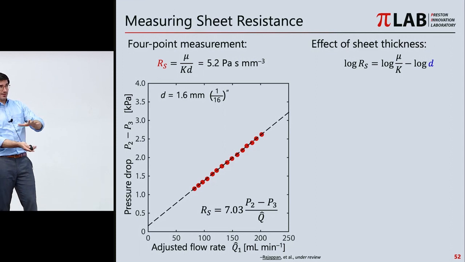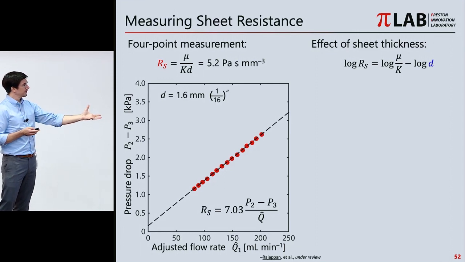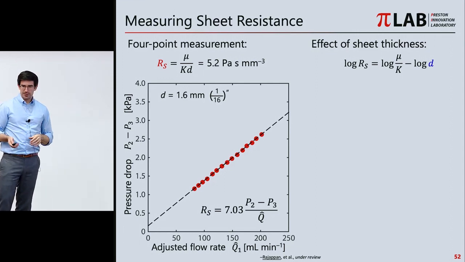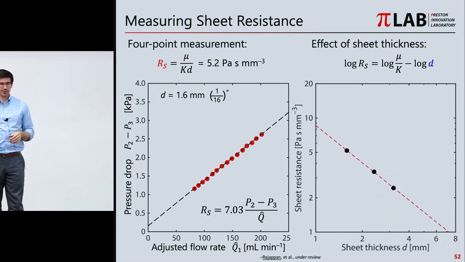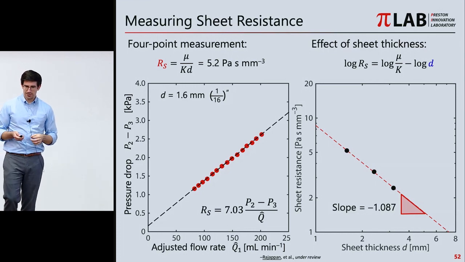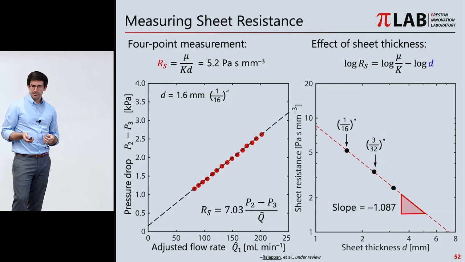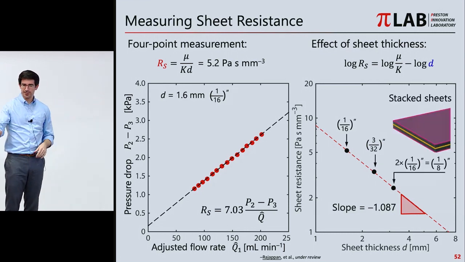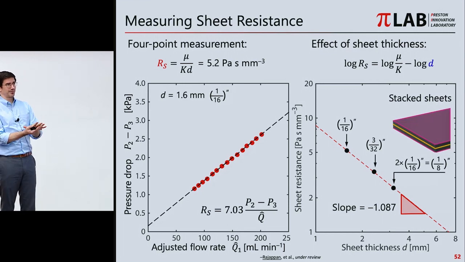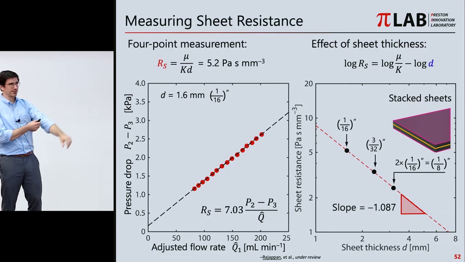We can go to different sheet thicknesses, and we would find that if we have a log-log plot of our sheet resistance that includes maybe on our x-axis the log of the thickness of the sheet, we would expect some -1 slope over here. And that's exactly what we get. So if we fit a line to this and measure the slope for different sheet thicknesses, we get a slope of just about -1. This is for two different thicknesses of monolithic sheets, and then we also did a scenario where we combined two sheets together, bonded them to each other to basically have stacked sheets on top of each other as we want to get a little bit thicker and lower the resistance.